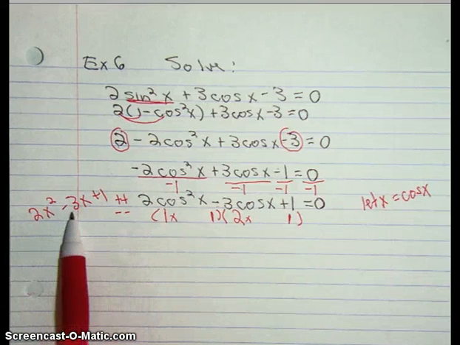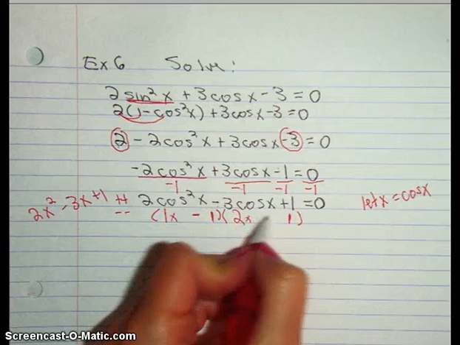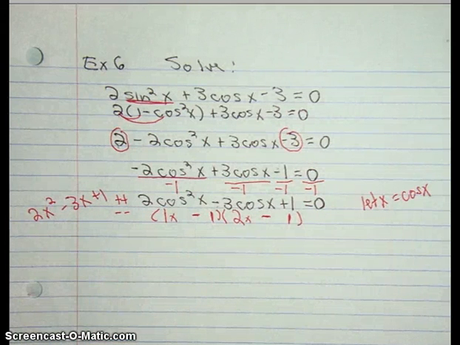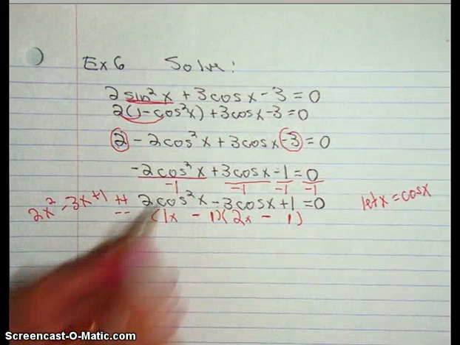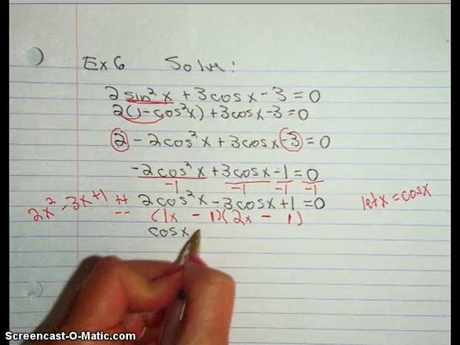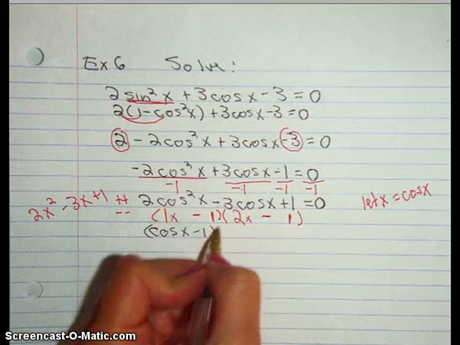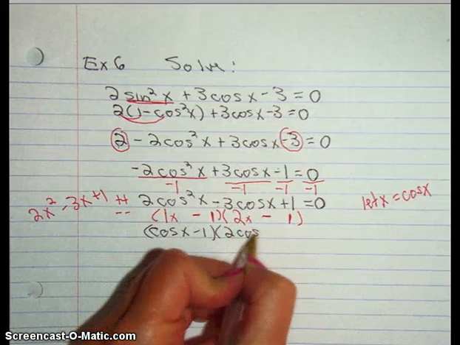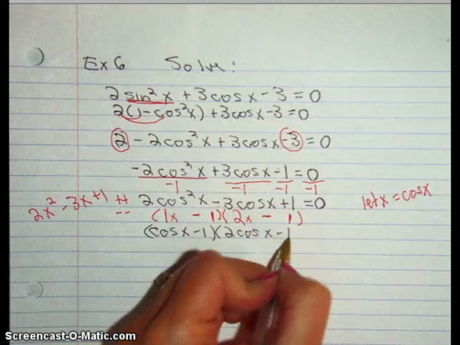Well, guess what the middle tells you guys? What does it tell you? Negative. Good. Okay. All right, let's put the cosines back in. So we have cosine x minus 1 and 2 cosine x minus 1.